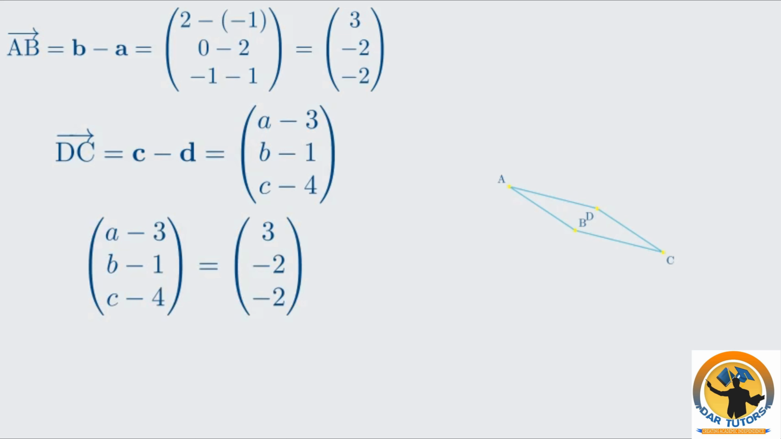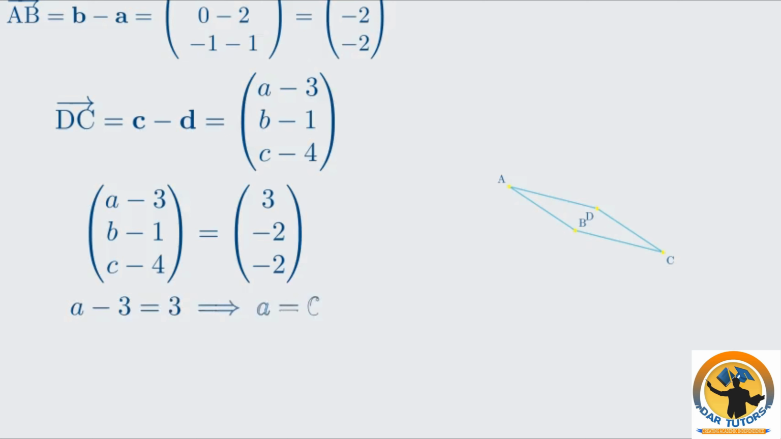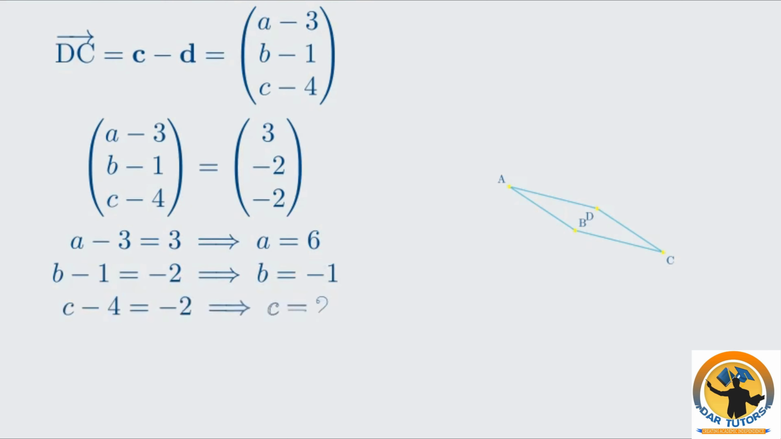For two vectors to be equal, their corresponding components must be equal. This gives us a system of three equations. a minus 3 equals 3, so a equals 6. b minus 1 equals minus 2, so b equals minus 1. And c minus 4 equals minus 2, so c equals 2.